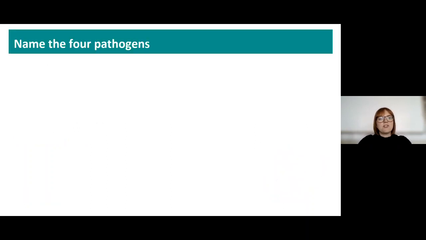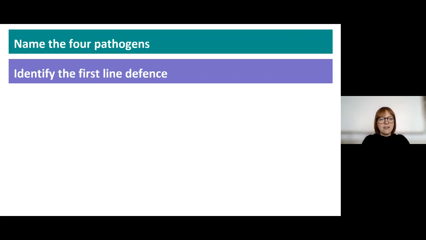So the first thing I want to look at is what a pathogen is, and for you to be able to name the 4 different pathogens that we're going to look at today. We're going to look at the first line defence, so how the body actually protects us from pathogens getting inside the body, so what features we have in order to stop them coming in the first place.